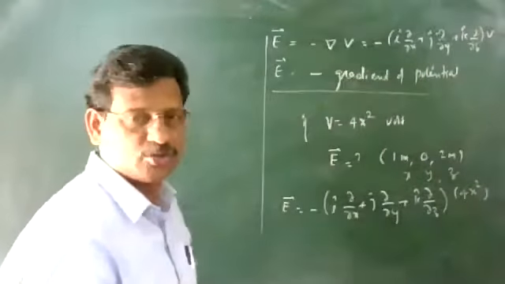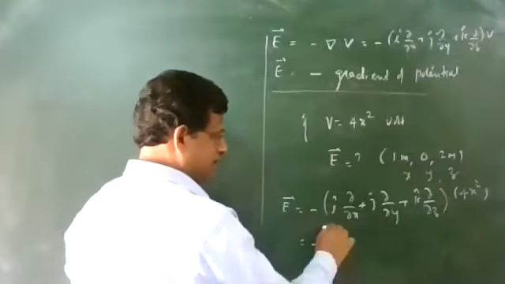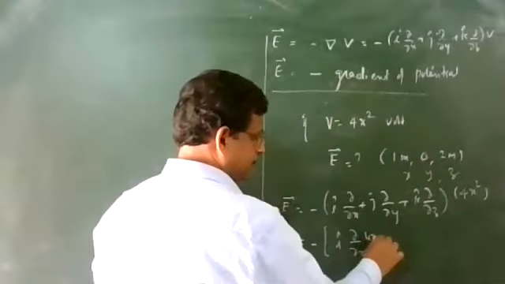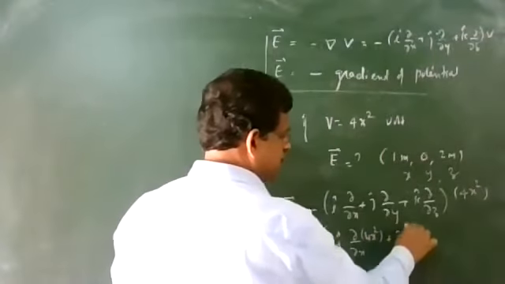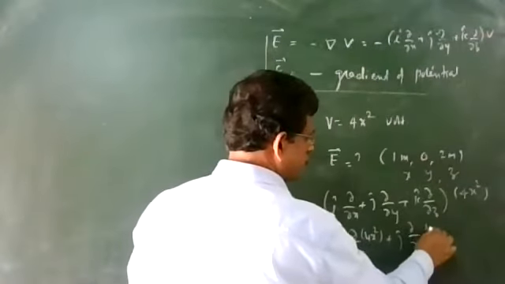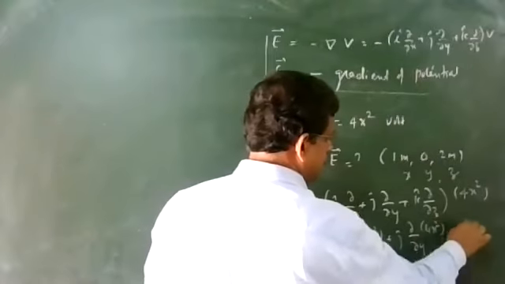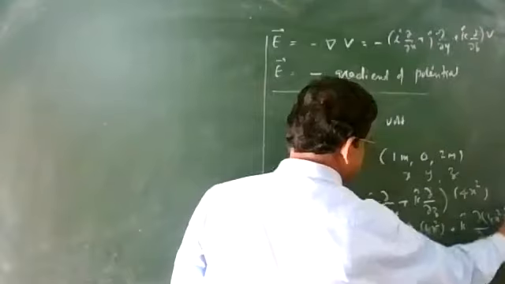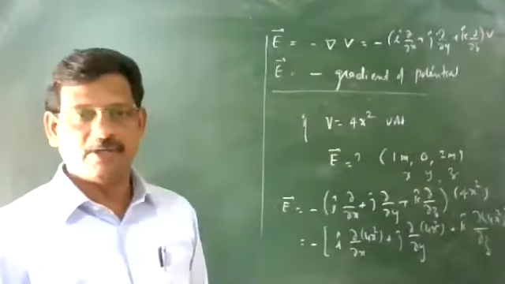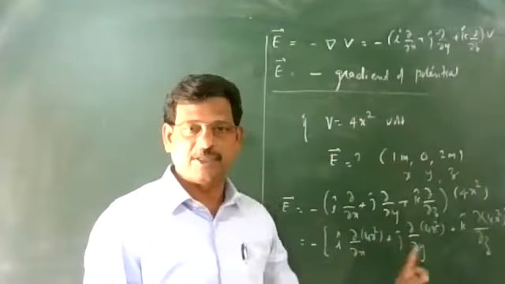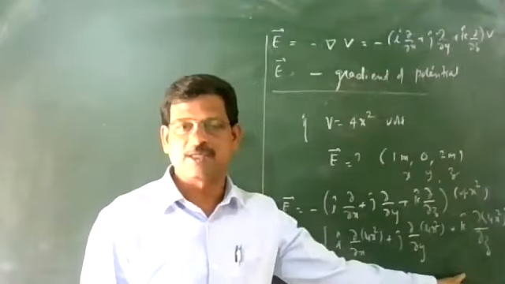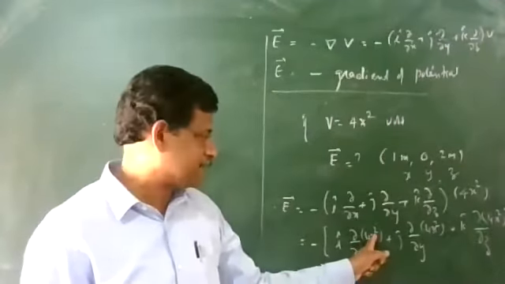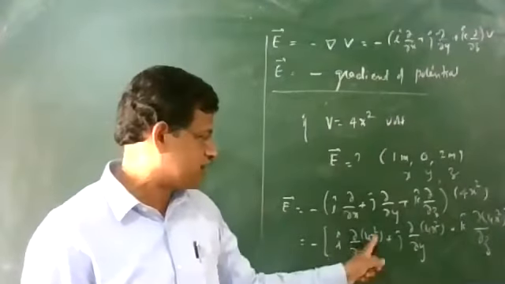Now you have to open the brackets. Minus sign will be there. i cap d by dx of 4x square, j cap d by dy of 4x square, plus k cap d by dz of 4x square. That means you have to give the differentiation with respect to x, with respect to y, with respect to z. Partial differentiation means here the constant can be taken outside and x is a variable, so you can differentiate x square with respect to x.